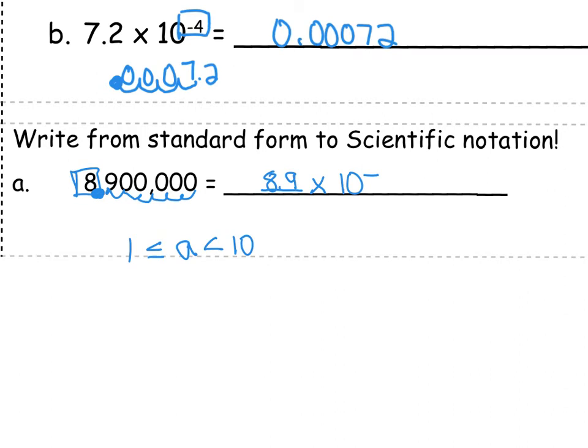We know that the exponent is going to be positive because this is a really large number. So 1, 2, 3, 4, 5, 6. We would have to multiply 8.9 times 10 to the 6th power to get this number. So again, 1, 2, 3, 4, 5, 6. And then that's where we're stopping the decimal.